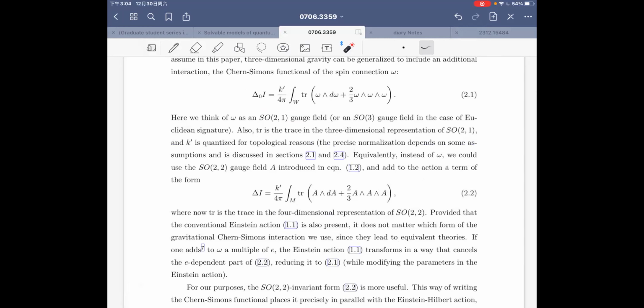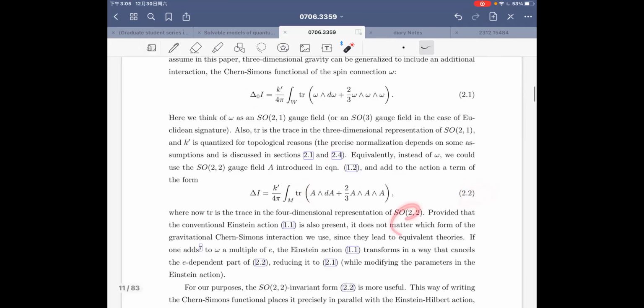It is crucial to note that this formula is distinct from 1.3 because this is trace, not trace star. Okay. Whether we add 2.1 or 2.2 is not significant, but we prefer to add 2.2 because it is SO(2,2). Okay.